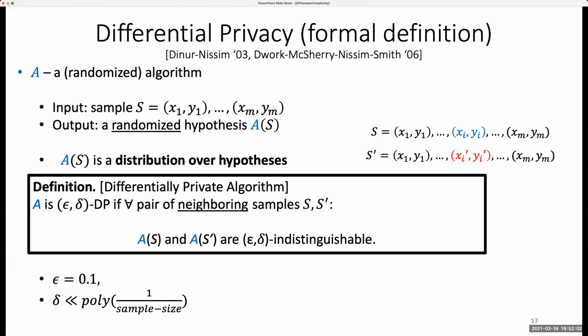And epsilon, again, you can think about as a constant, let's say 0.1 or 1, whatever. But delta, it is important that it is very small. It is negligible, as they say in cryptography, meaning that it's asymptotically much smaller than any polynomial in 1 over the sample size.